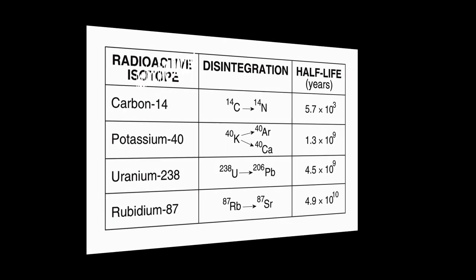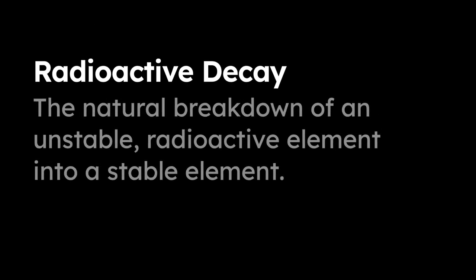Let's begin with a definition. Radioactive decay is the natural breakdown of an unstable radioactive element into a stable element. All you need to understand for this basic video is that in nature, certain elements exist in an unstable form, and they go through the process of decay to become more stable.